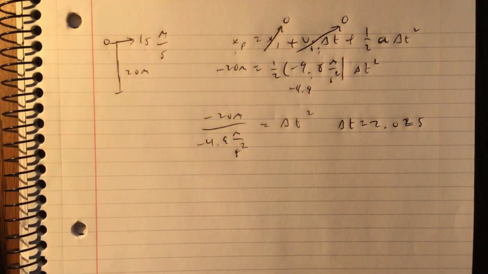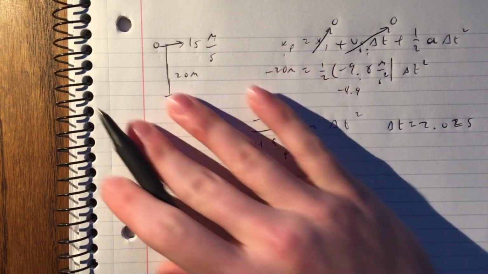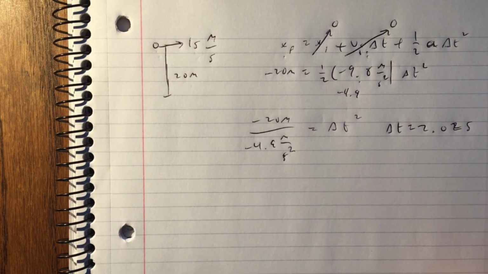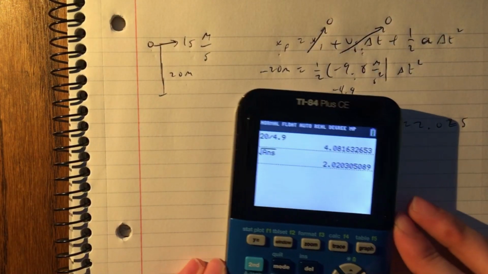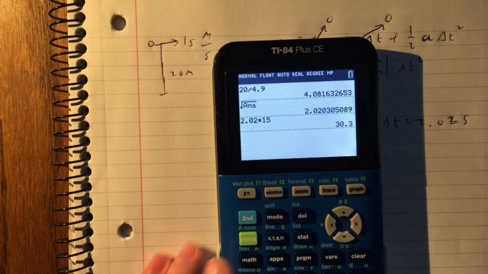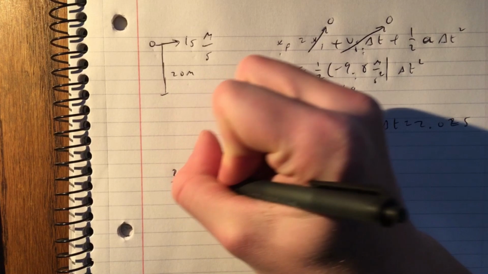And now remember, we need to find the distance that the ball covers horizontally, how far it moves. So we basically just multiply the velocity by the time here. So 2.02 seconds times 15 meters a second is 30.3 meters. So this is our solution.